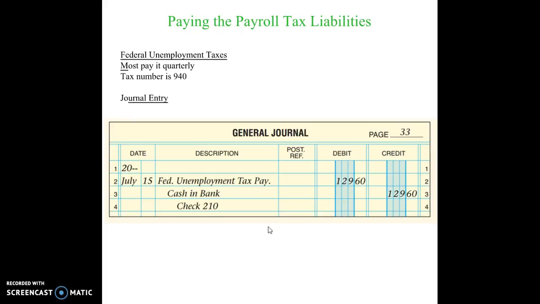Same thing for federal unemployment. Tax number is 940. This goes back to the form that we were looking at before. Most pay it quarterly, which is every 3 months. And then here's the journal entry.